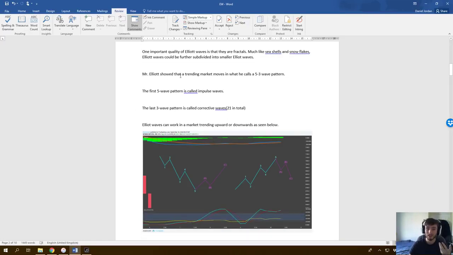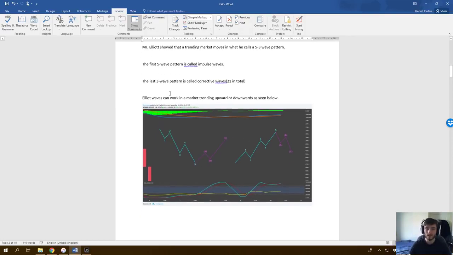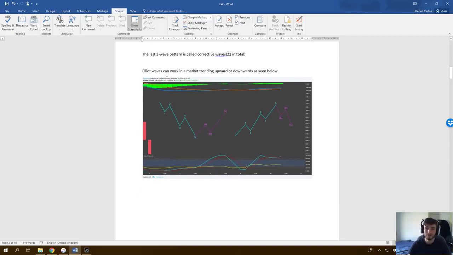So Mr. Elliott showed that a trending market moves in what he calls a 5-3 wave pattern, where you have your 5 waves up or down, followed by the 3-wave correction. The first 5 waves are called the impulse waves, and the last 3 are called the corrective waves, and we obviously have 21 corrections. Elliott waves can work in a market trending upwards or downwards, so you can have your impulse waves up, as here, or the impulse waves down. You can use this to help you find short and long targets, selling or buying.